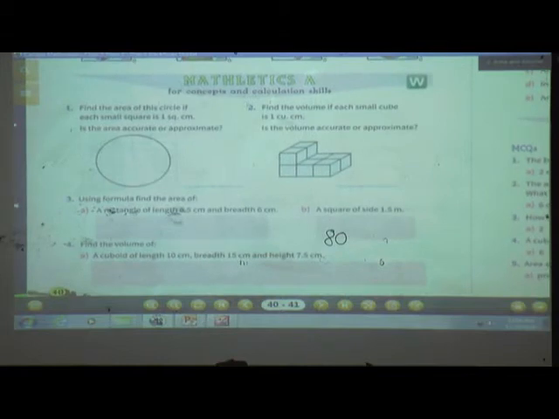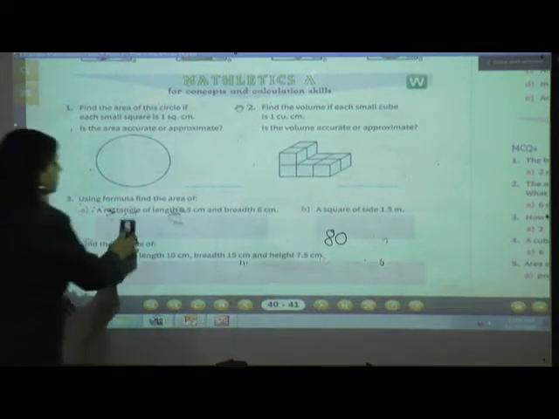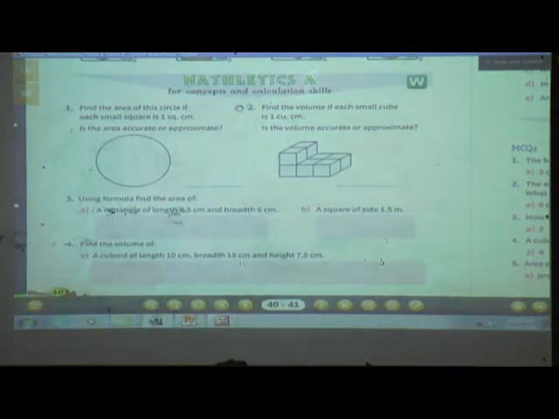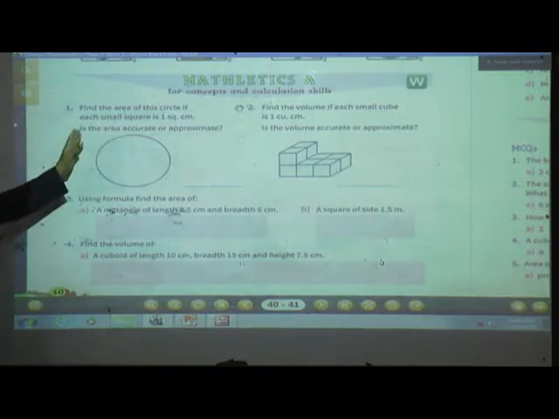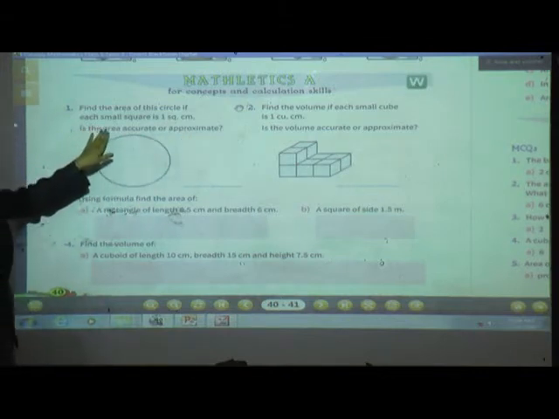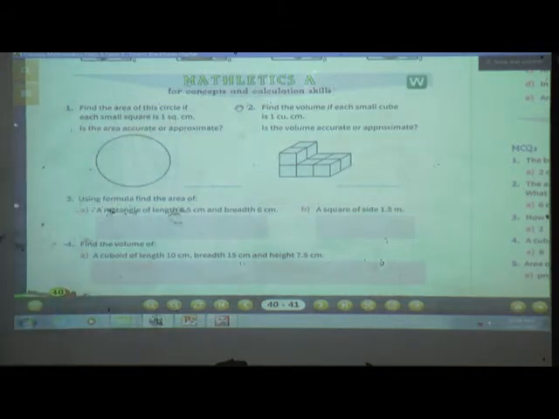Mathematics A for concept and calculation skills. Here, find the area of this circle if each small square is 1 square centimeter. Is the area accurate or approximate? Yes, students, you just count it. How to count it? Yes, count the squares. First you count whole squares and then count half or more than half squares.